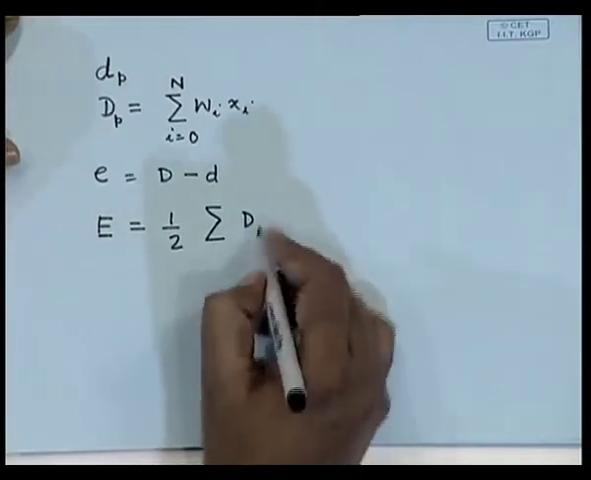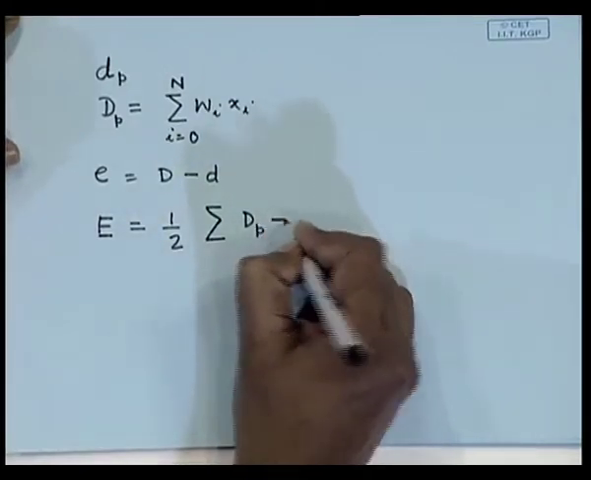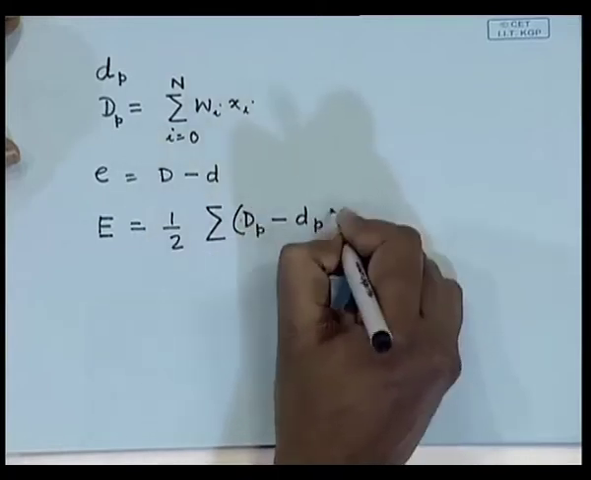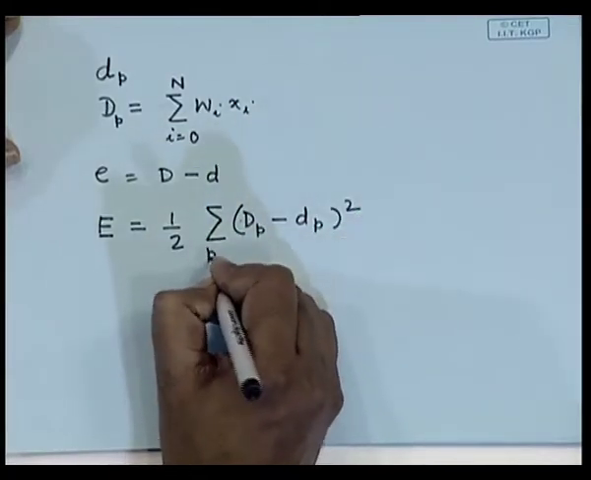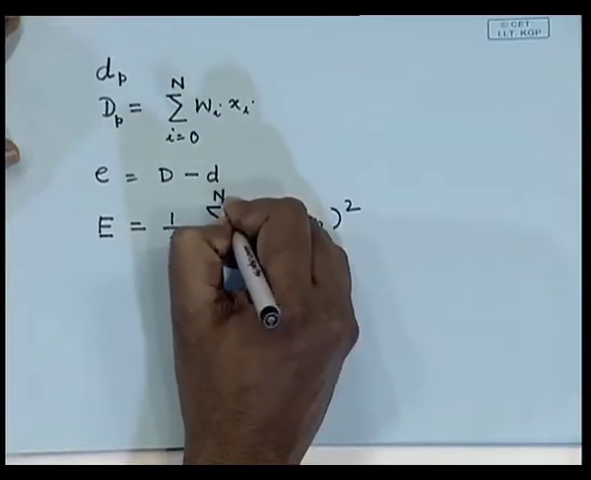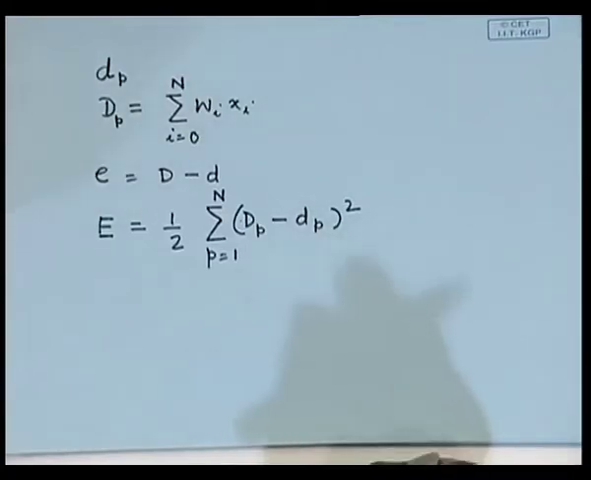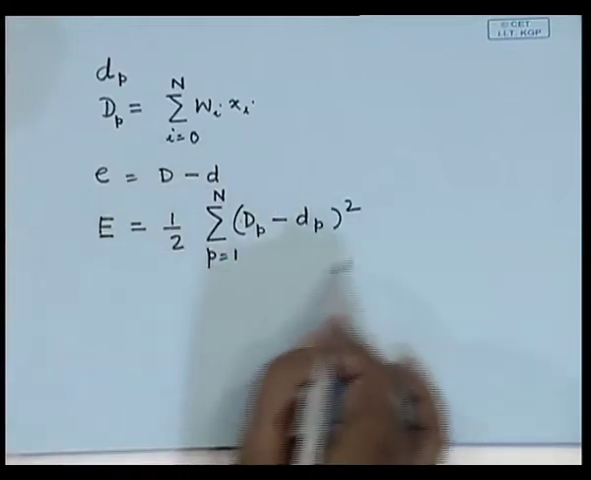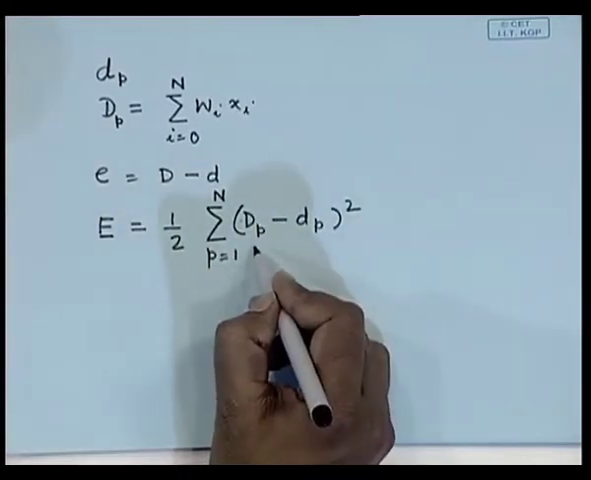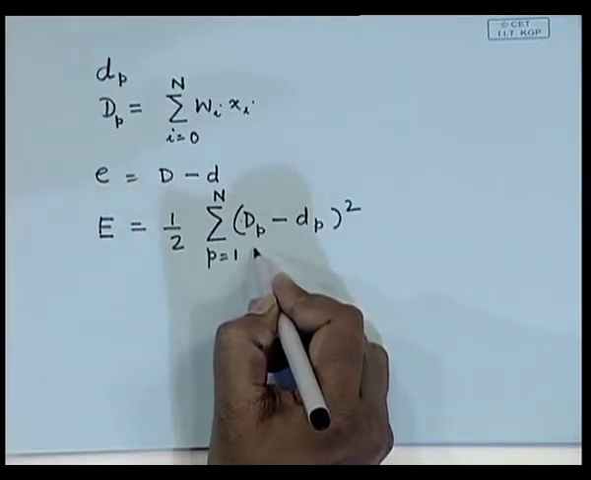So, d_p, where p varies from 1 to capital N, where capital N is the total number of training samples. For every sample I will have an error. Take the summation of the square of that error, which gives you the sum of squared error. You find that this sum of squared error is actually a function of w, where w is the connection weight.